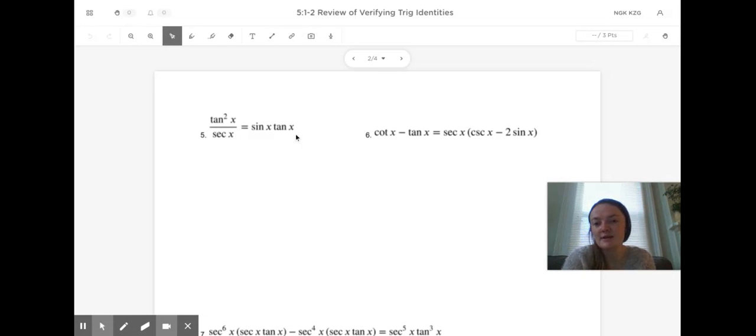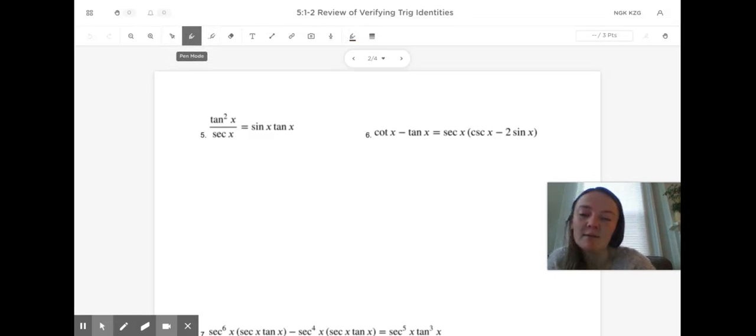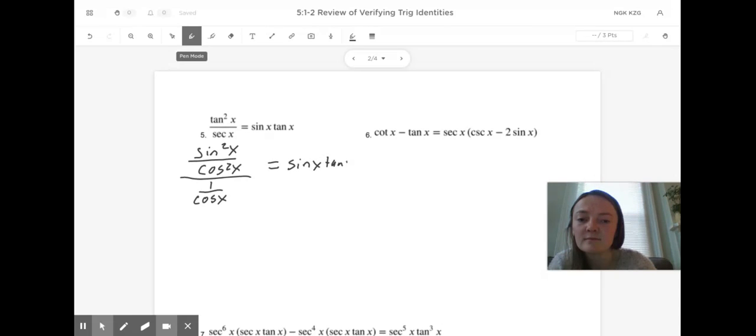All right, tangent squared x over secant x, does it equal sine x tangent x? Well, the first thing I might do is write everything in terms of sines and cosines. So I'm going to go ahead and pick the left side. You don't have to pick the left side, but I'm going to pick it. That's the same thing as sine squared x over cosine squared x all over 1 over cosine x. Does that equal sine x tangent x?